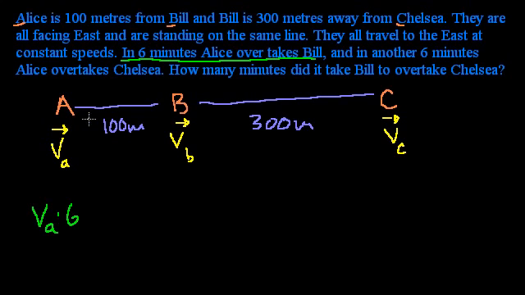And she overtakes Bill. So that means she goes 100 meters more than Bill went. Well, so that means she went 100 meters plus the distance that Bill went in those 6 minutes. And the distance that Bill went in 6 minutes is velocity of Bill times 6, right? This tells us in 6 minutes, Alice went 100 meters more than however far Bill went in 6 minutes. That's that equation there. We got it from this information.